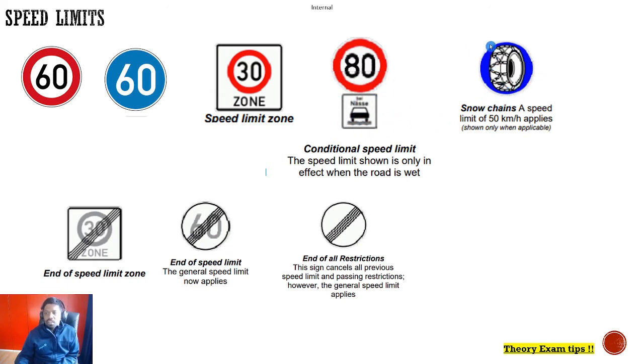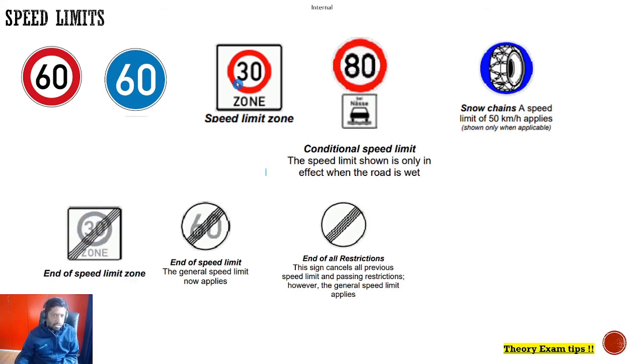Okay, this signifies snow chains. So this tells you that there is a speed limit of 50 km per hour. Yeah, and now go through these. If you see a board crossed with many diagonal lines like this, then this tells you the end of the zone. So this is an end of speed limit zone.